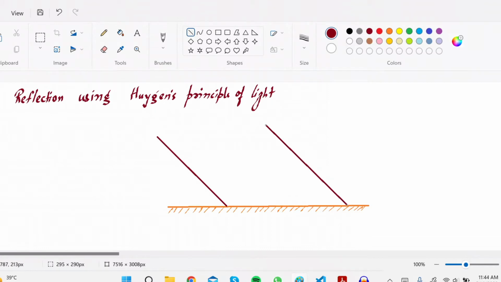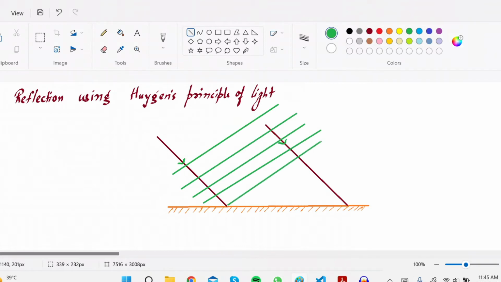So if these are the two rays, can we draw the wavefronts? Yes. How will we draw the wavefronts? Wavefronts will be perpendicular to these two rays. If they are heading towards the surface like this, then the incident wavefront will be perpendicular to these incident rays. You can think of many such perpendicular wavefronts, each one of them at 90 degrees.